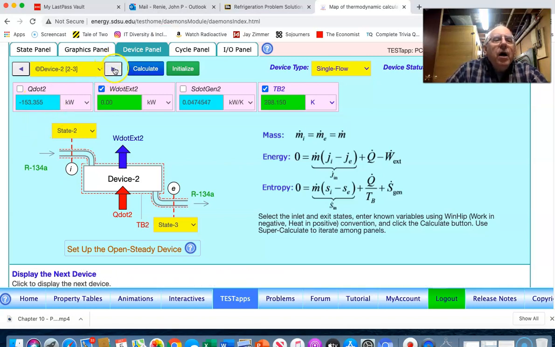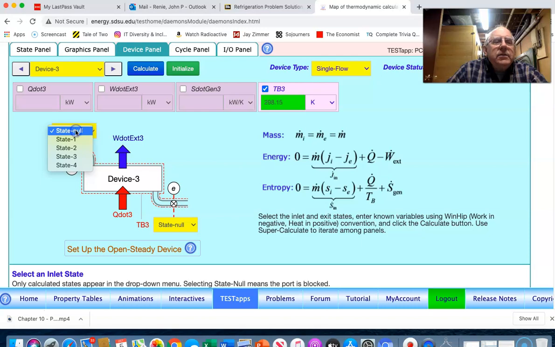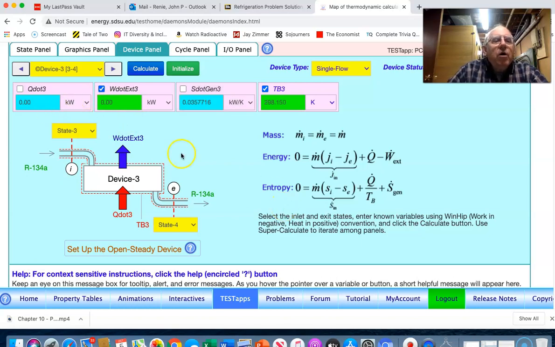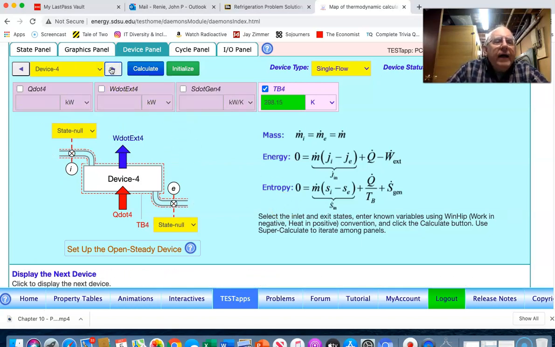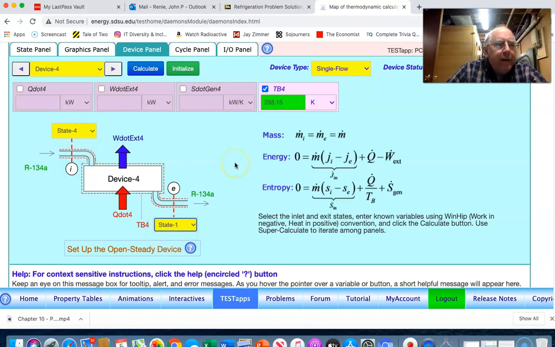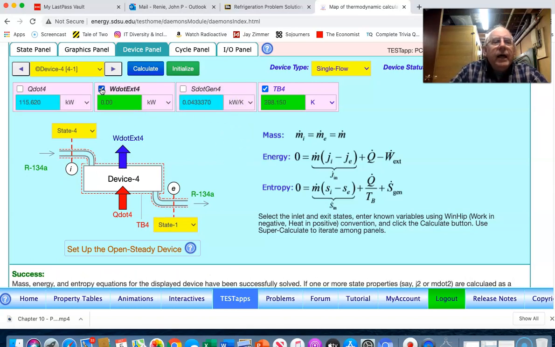And so our device 3 is just our expansion valve from 3 to 4. And we know that nothing is happening there, so 0, 0 on our work and heat transfer. And then finally, we have our state 4 to state 1, which is our evaporator. And the evaporator is bringing heat in from the cold environment, no work being done, and we see that it's bringing in 115 units for the flow rate that we specified.